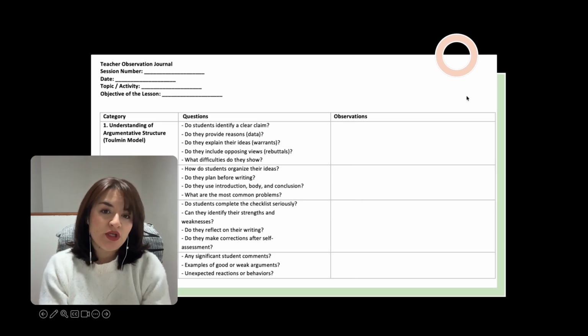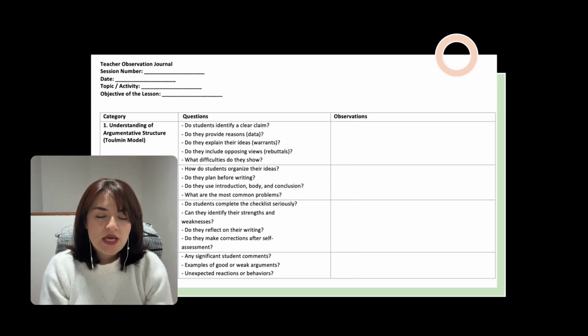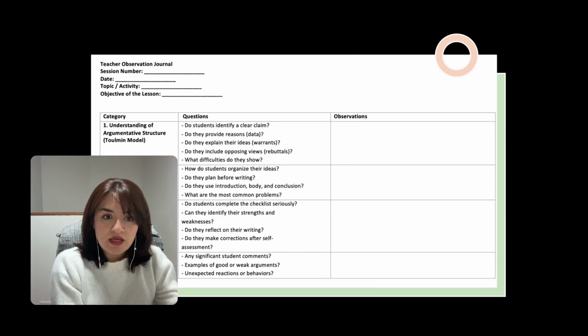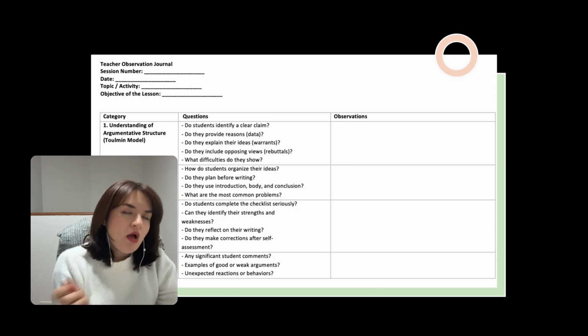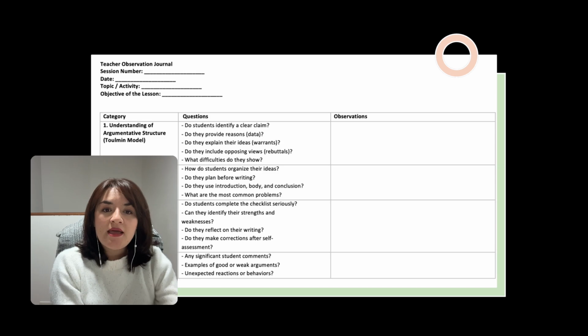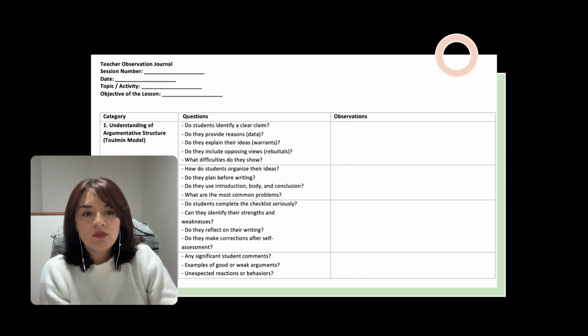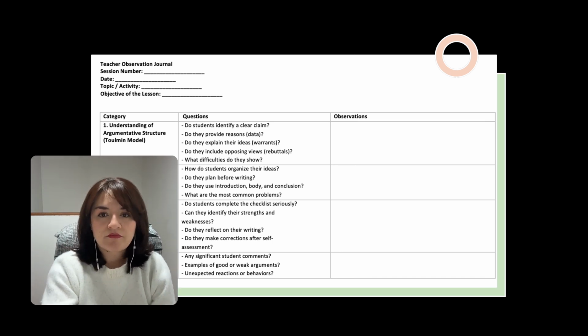Then this is my observation journal. I will be using it when I see students' papers. I mean, while I'm checking a paper, I'm going to be also making some notes, and I'm going to take it to the lessons of the implementation to see if there is anything notable that I can write over here in terms of these categories: the Toulmin model, the writing performance, the use of a self-assessment, and notable events.